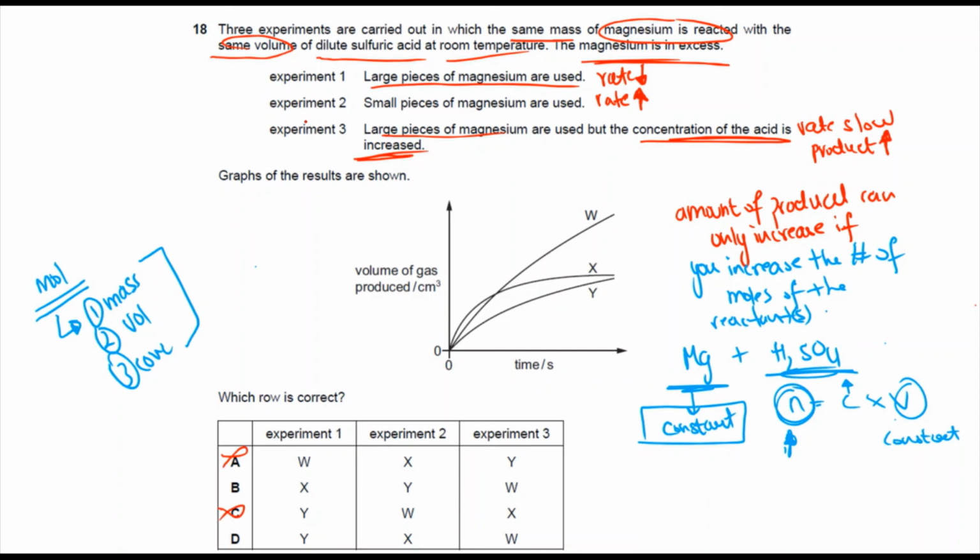और हमें पता है एक्सपेरिमेंट 2 में द रेट विल बी फास्टर देन एक्सपेरिमेंट 1. सो यहाँ पर द रेट इन x इज फास्टर देन y, सो एक्सपेरिमेंट 2 विल बी x. सो द आंसर विल बी D. ठीक है, लेट्स मूव ऑन.